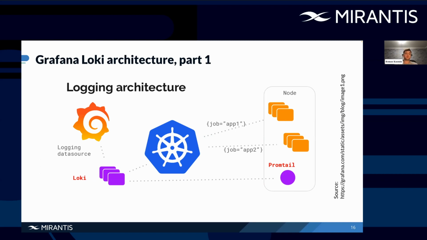The agent supports the same configurations as Prometheus. For example, you can relabel some of your labels if they're not looking as you want. To make sure that metadata matches, this agent is called Promtail. Here it is on this slide.